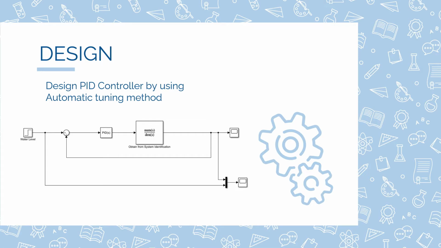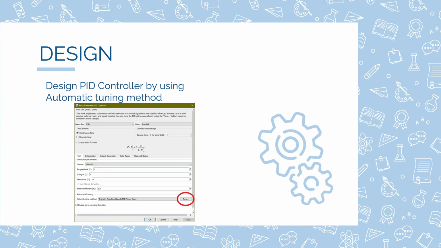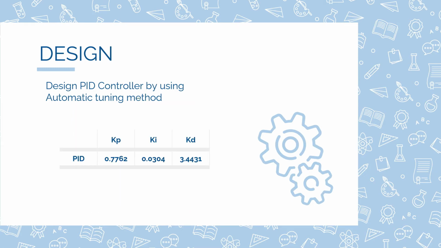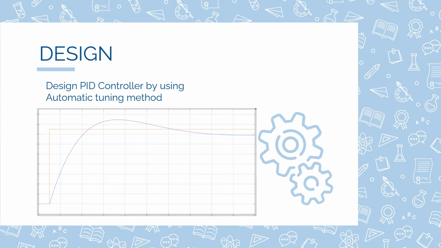The third design is the PID controller by using the automatic tuning method. Double click on the PID block and the block parameter window will pop out. Next, click the tune button and wait for several seconds for the linearization process. Click apply and we get the transient response of the system. As you can see, automatic tuning will produce an underdamped response, which indicates the transient response is not good.